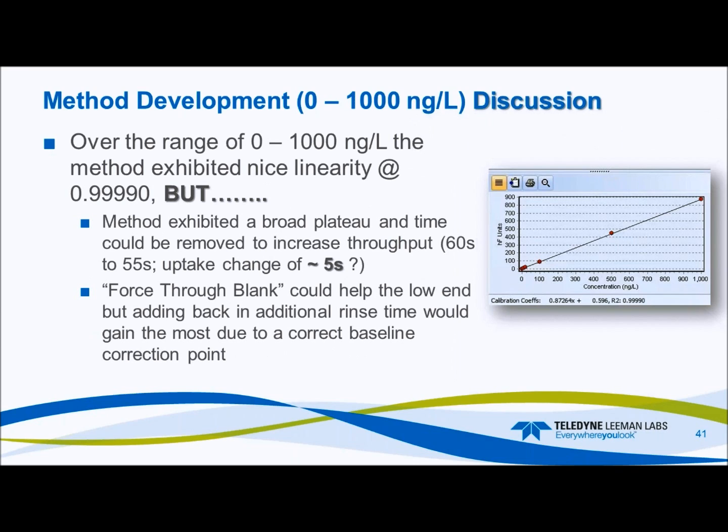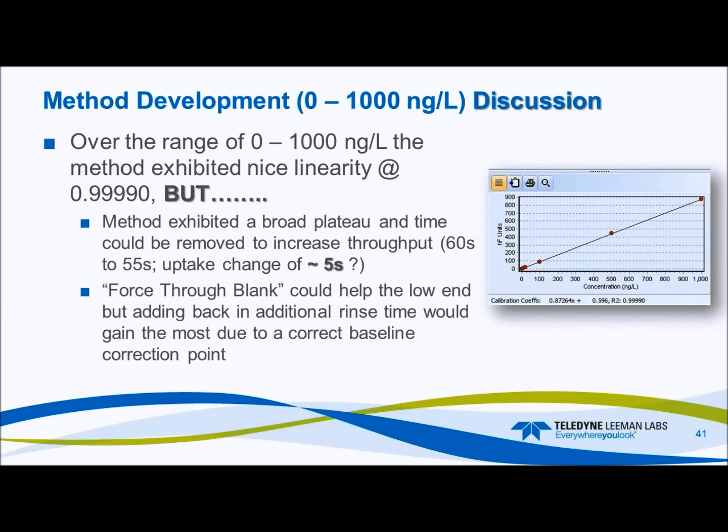So over the range of 0 to 1,000, it exhibited pretty nice linearity, but can we make it better? Well, yeah, the broad plateau, could we remove some time? Maybe we could go down to 55 seconds, but in the broad scheme of things, 5 seconds is not going to make that big of a deal unless you're running hundreds and hundreds of samples. You know, you're running a couple, 300 samples a day. 5 seconds is probably going to turn into some real dollars at the end of the day, but that's not my call. Personally, I would probably leave it in.